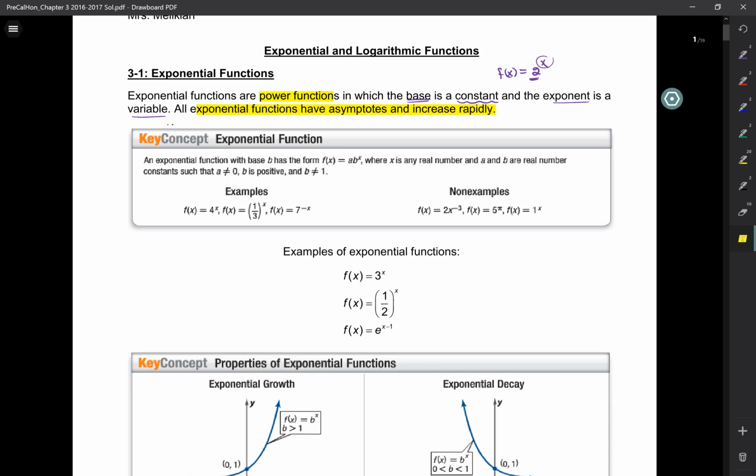All right, so what are some examples of exponential functions? Here we have f of x equals 3 to the x. You can have f of x equals 1/2 to the x. In either case, the base is a power. You can have e, because e is just a number, to the power of x or to the power of x minus 1. All right.